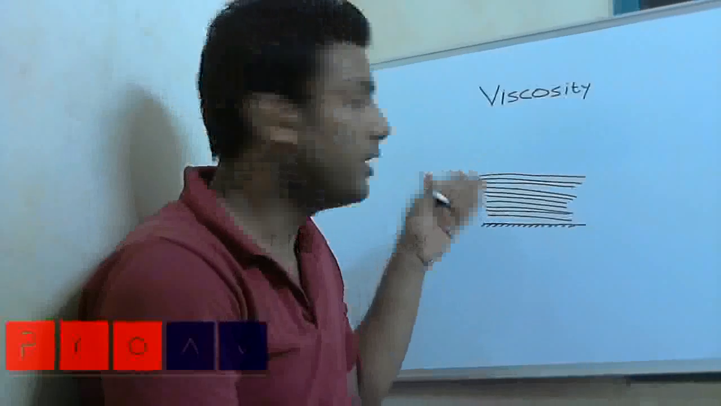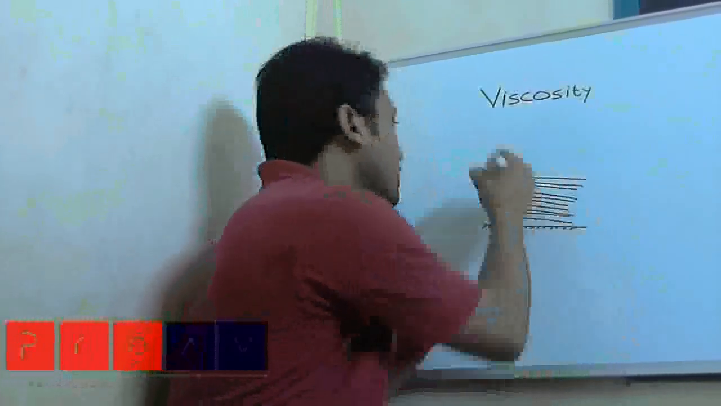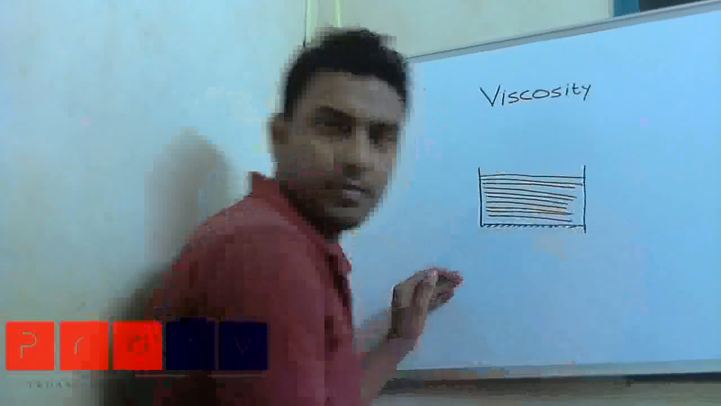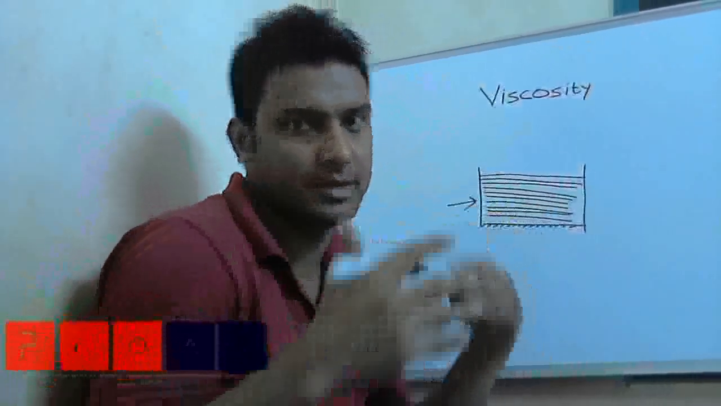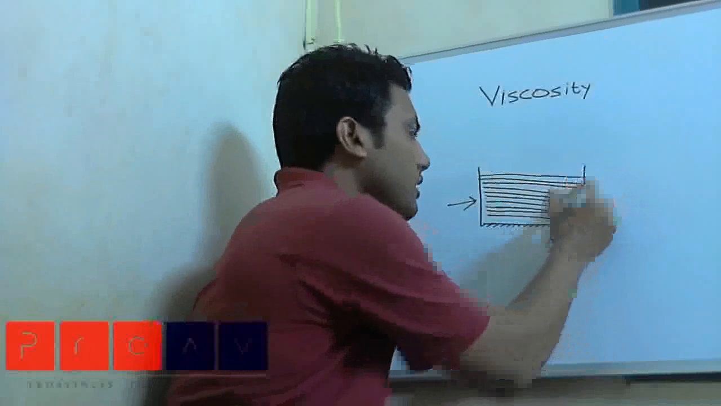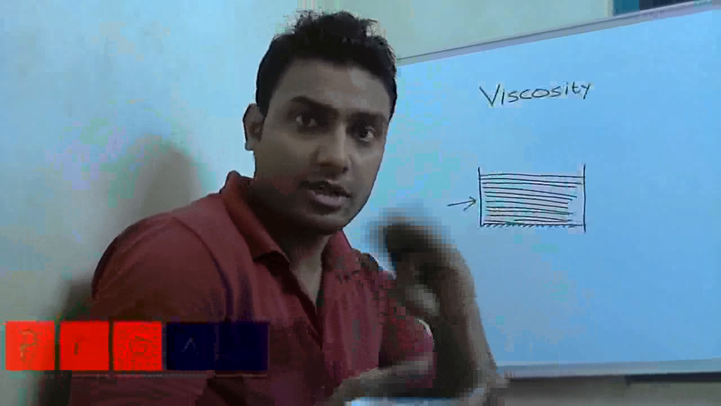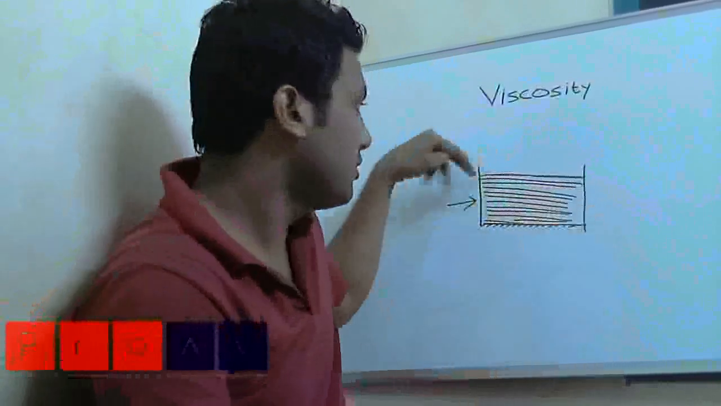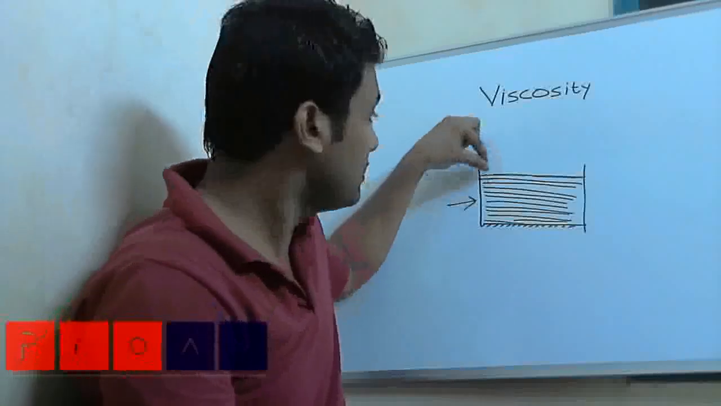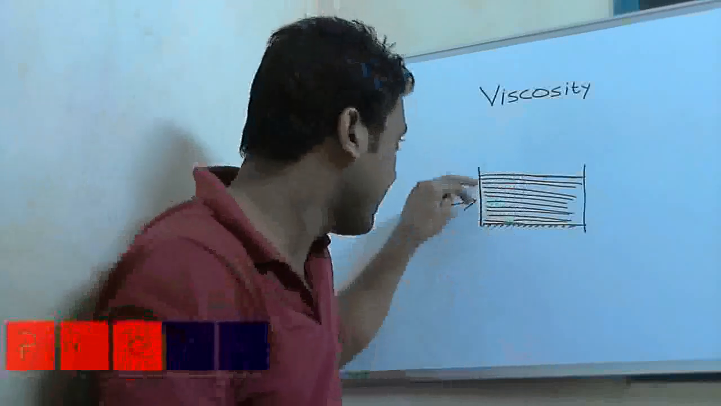Suppose these are the layers of water flow. That is a control volume of fluid, and we divided the whole water into layers. That is one layer, two layers, and this is the base. Each layer exerts a resistance on the other. At the top, the layer has the maximum velocity.